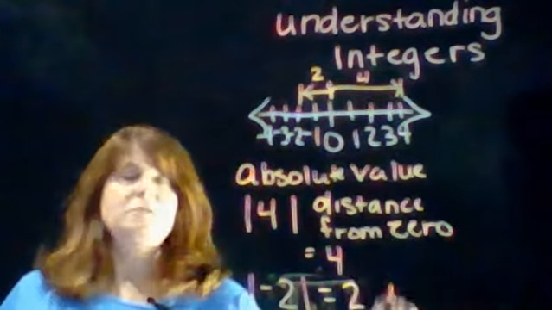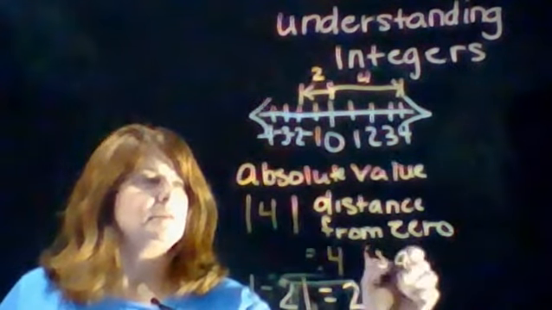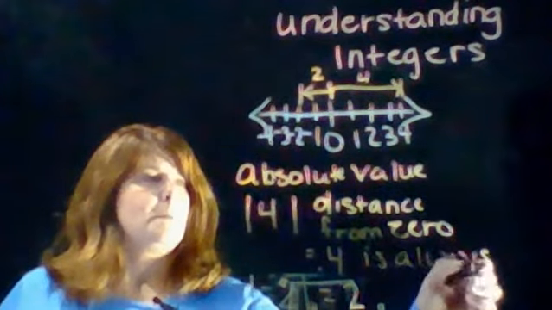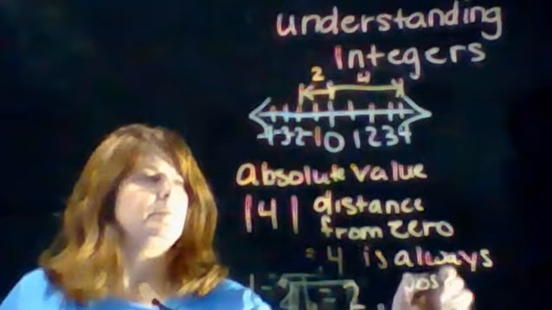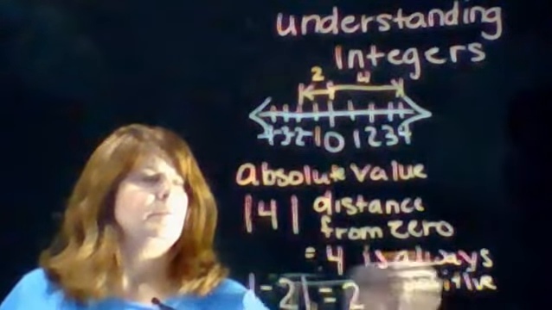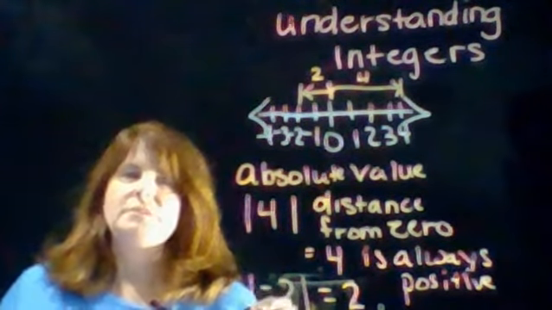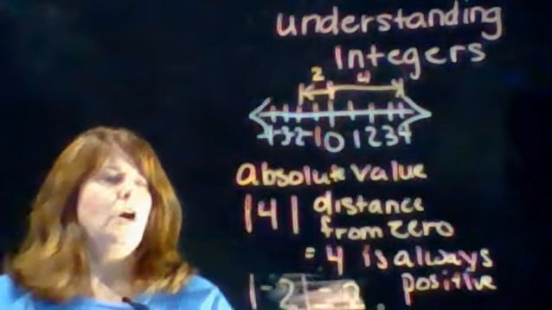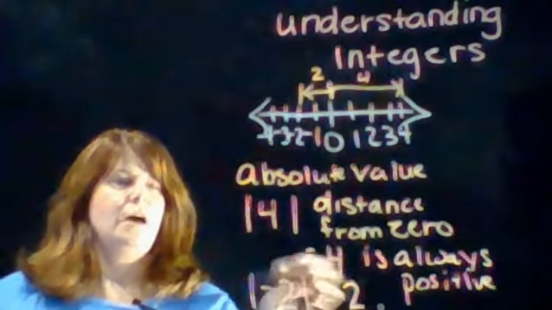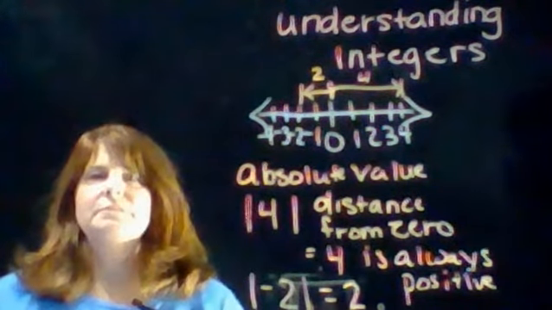So again, absolute value is always positive. Unless there's a negative on the outside of the absolute value symbol, the number you get will always be positive from out of the absolute value symbol.